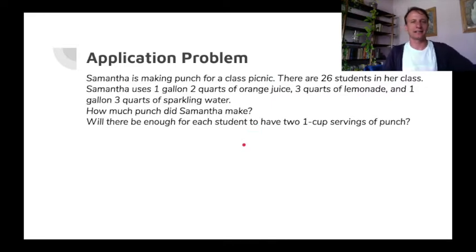Go Samantha. She's making punch for a class picnic. There are 26 students in her class. I assume that includes her. Samantha uses 1 gallon, 2 quarts of orange juice, 3 quarts of lemonade, and 1 gallon, 3 quarts of sparkling water. How much punch did Samantha make?